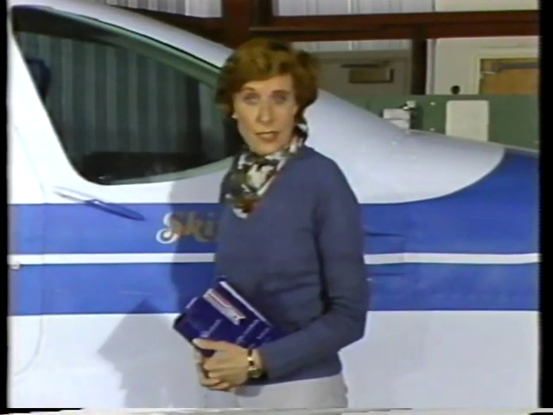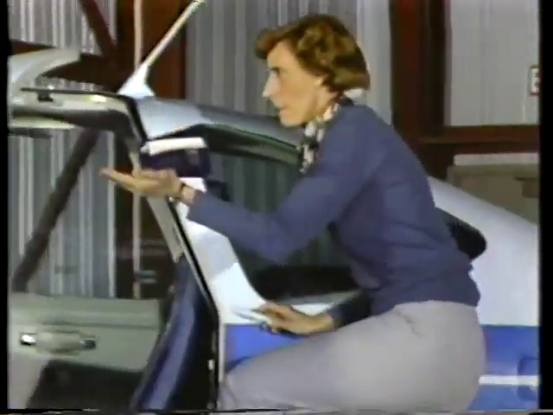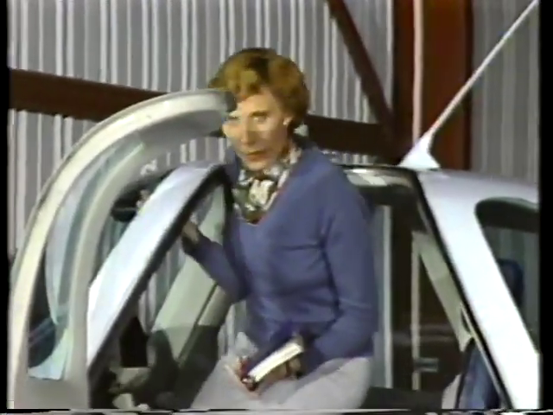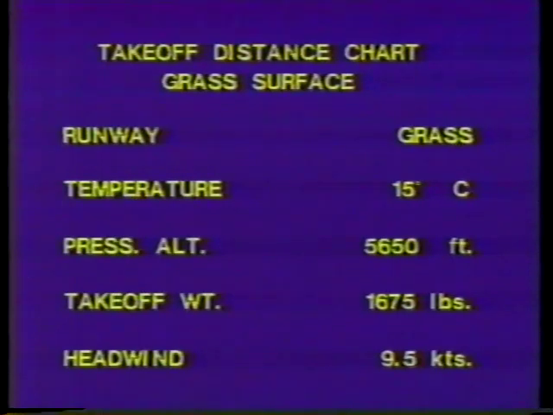Let's now take a look at a similar example that involves the Skipper taking off on a grass surface. The note under Associated Conditions tells us that this chart describes performance on a runway with a level, dry, short grass surface with a firm subsoil. As before, we will assume that the outside air temperature is 15 degrees Celsius, pressure altitude is 5,650 feet, the takeoff weight is 1,675 pounds, and the headwind component is 9.5 knots. As always, before attempting this problem, be sure to familiarize yourself with all the notes on this performance chart.